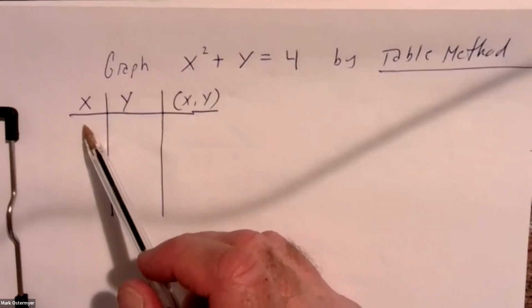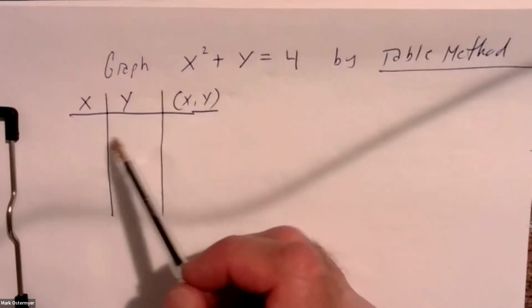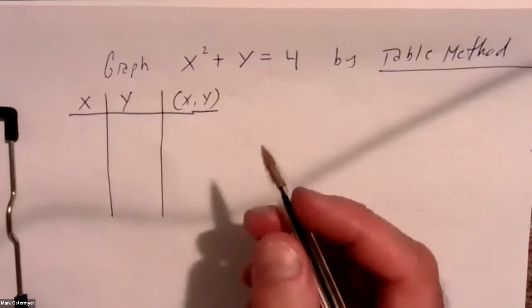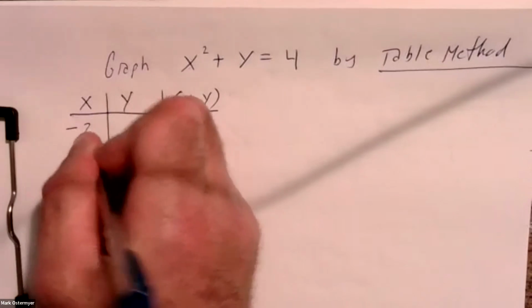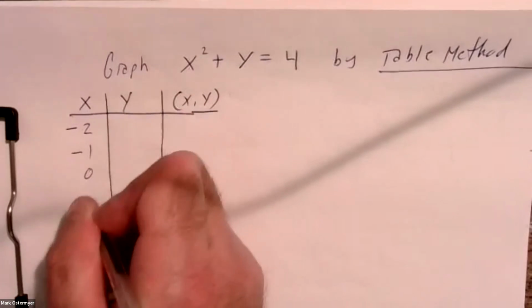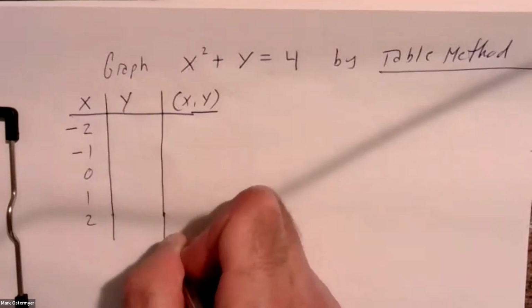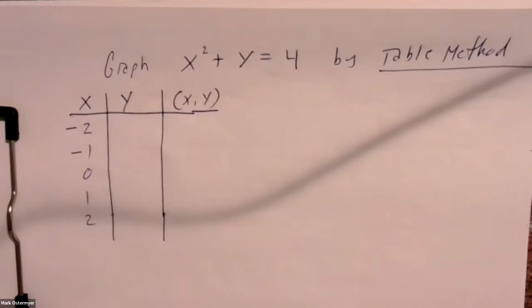Okay. So what would be some nice values for X? And don't just try positive values, try some negative values too. All right, so I'm going to try maybe like -2, -1, 0, 1, and 2. Okay. All right, so I'm going to let X take on these values, and then I'm going to have to therefore compute what Y would be for each of these values.